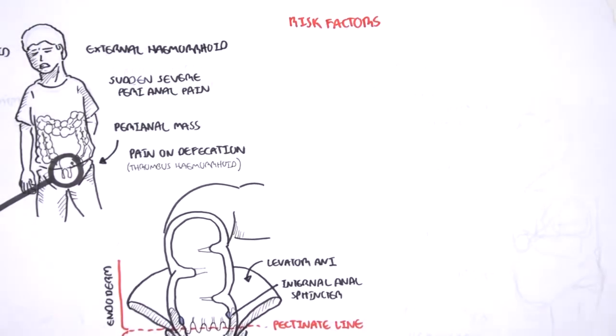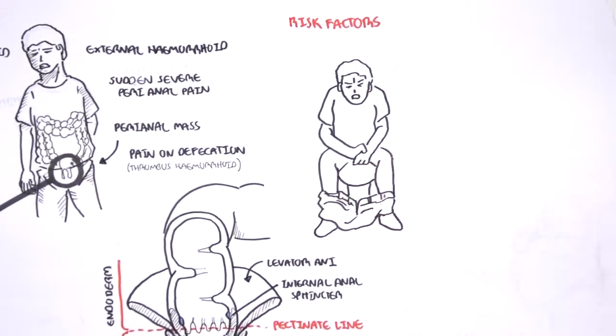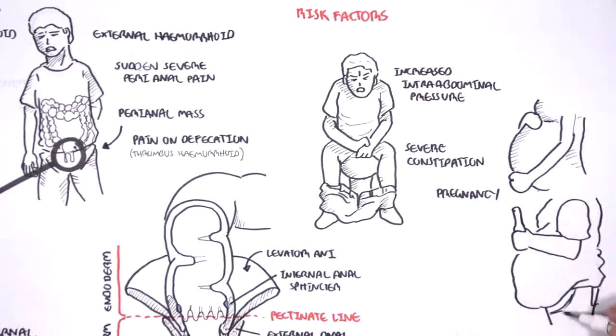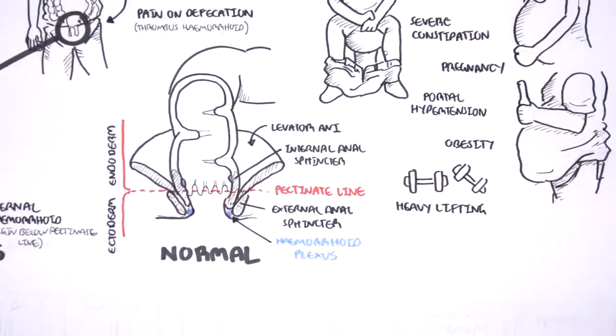The risk factors for developing hemorrhoids include increased intra-abdominal pressure, severe constipation, pregnancy, obesity, portal hypertension, and heavy lifting. All of these essentially cause some form of increase in intra-abdominal pressure, which means more pressure within the abdominal cavity. When you have more pressure, the veins must overcome this pressure as it drains back through the abdominal cavity. And because there's so much pressure in the abdominal cavity, these veins enlarge. And the veins being, in this case, the rectal veins, they enlarge.